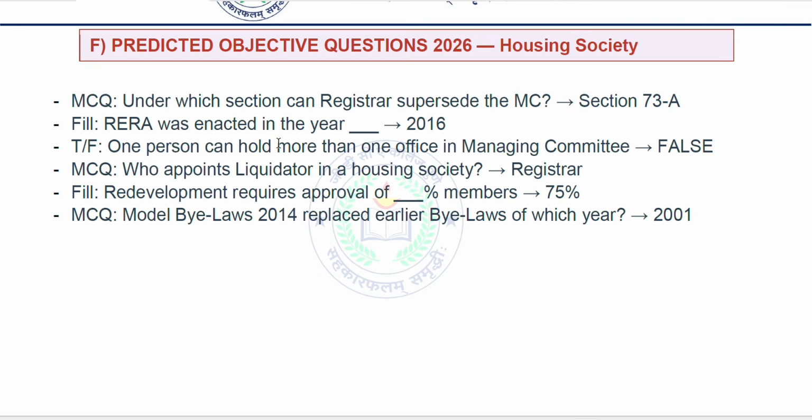Fill in the blanks: RERA was enacted in the year 2016. True or false, one person can hold more than one office in managing committee. False. MCQs: who appoints a liquidator in housing society? Registrar. Fill in the blanks: redevelopment requires approval of dash percent of the members, like 75%. MCQs: model bylaws 2014 replaced earlier bylaws of which year? The correct answer is 2001.